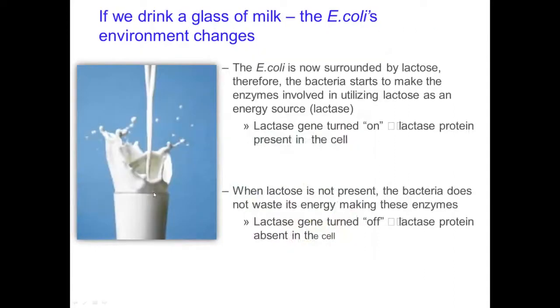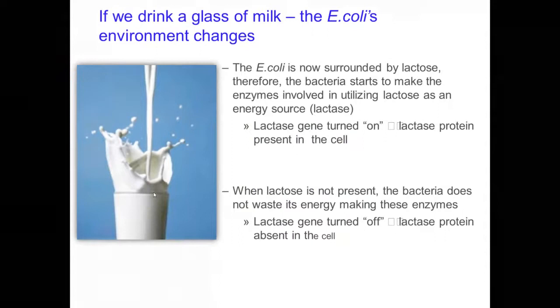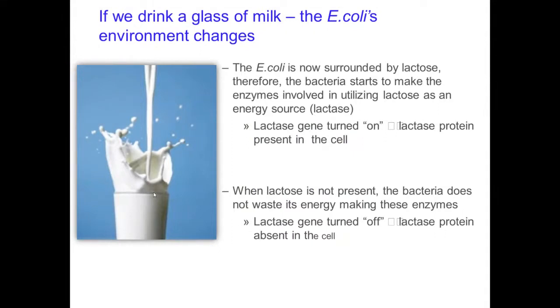nutrients. However, if we drink a glass of milk, that changes the E. coli's environment. Now, instead of glucose and sucrose sugars, the E. coli is surrounded by lactose, which is a different sugar. And so the bacteria now has to start making the enzymes involved in breaking down lactose. All right? So that means the genes that are necessary for breaking down lactose, which involves enzymes called lactase, have to be turned on so that we can break down the lactose.